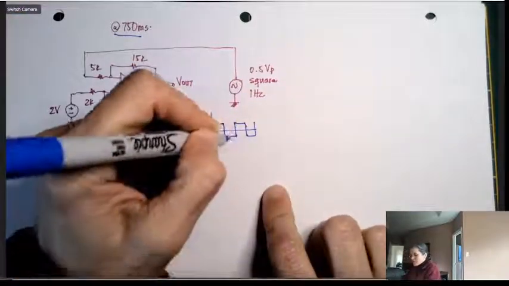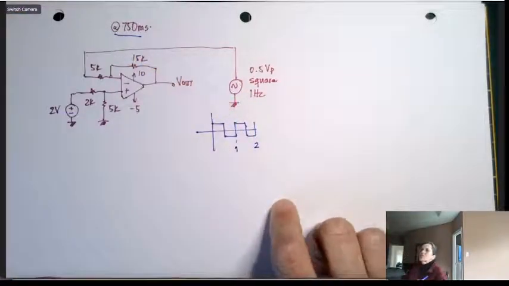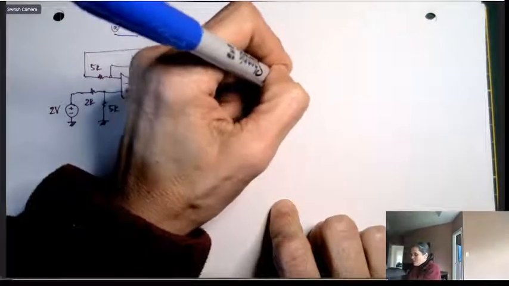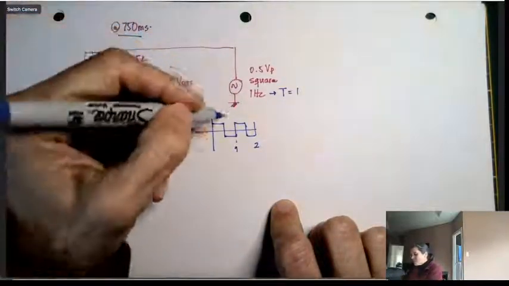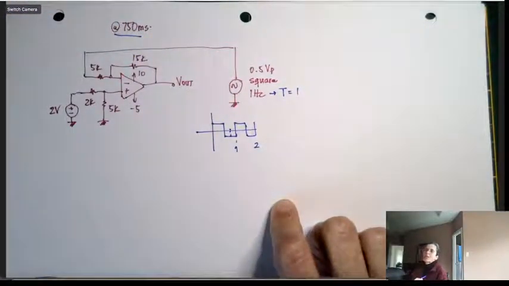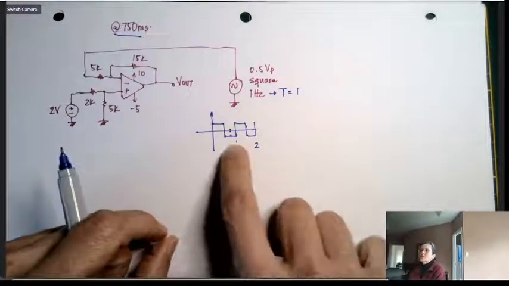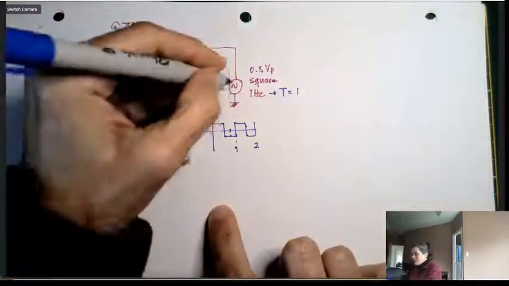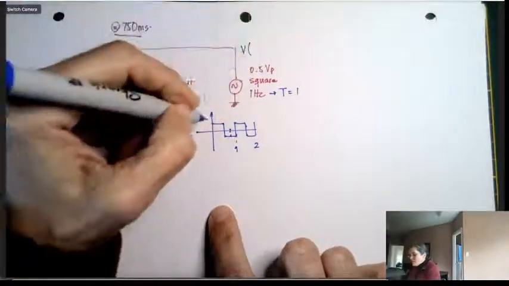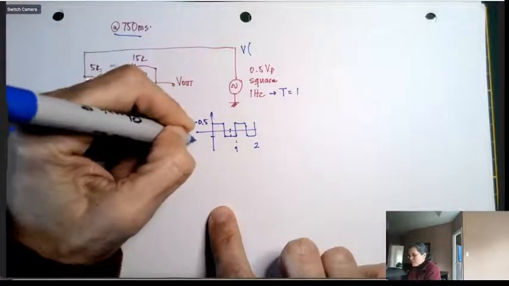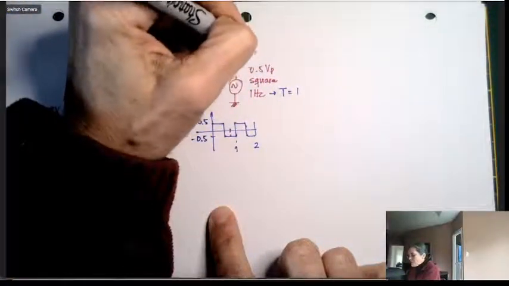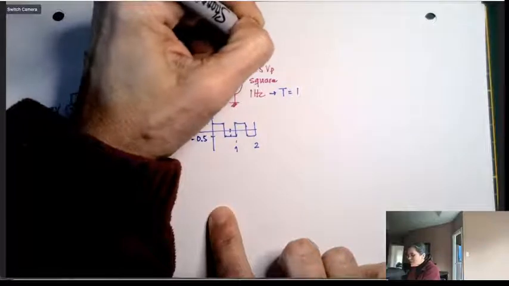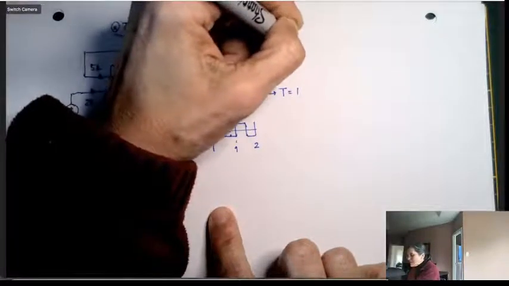And this is a 1 Hertz square wave, so it goes to 1 second, 2 seconds. The period T is 1 second, which is 1 over the frequency. At 750 milliseconds, it's here more or less, halfway through the second part of the period, and it's 0.5 volts peak, so it's minus 0.5 here. So the voltage of the square wave at 750 milliseconds is minus half a volt.